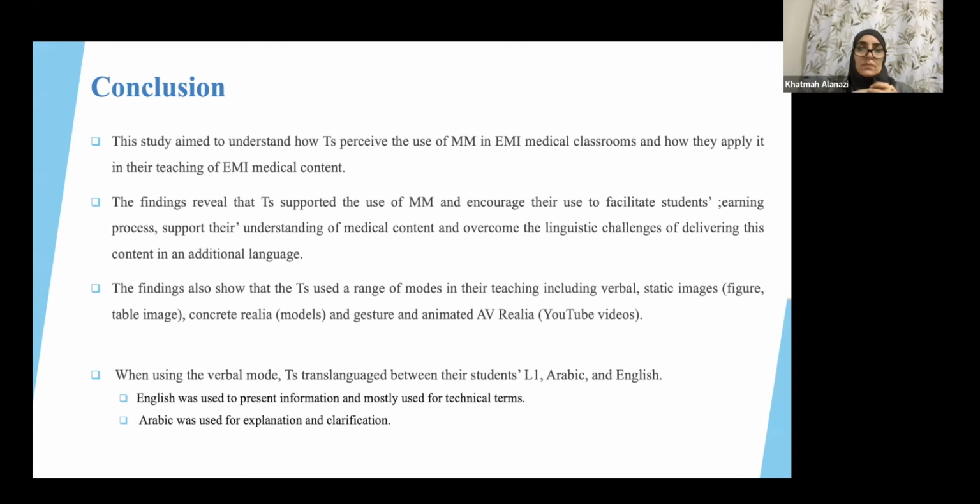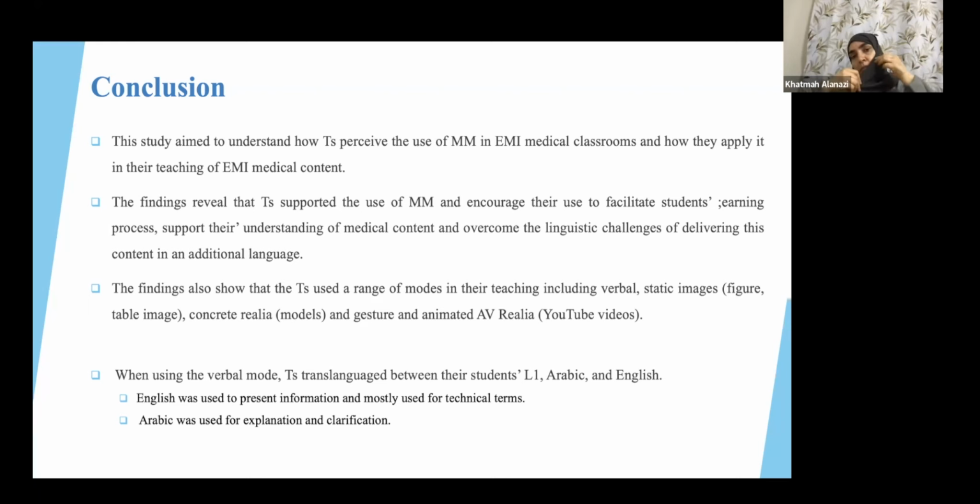Okay, this slide brings us to conclude the presentation. This study aimed to understand how teachers perceive the use of multimodality in EMI medical classrooms and how they apply it in their teaching of medical content. The findings reveal that the teachers supported the use of multimodality and encouraged its use to facilitate students' learning process, to support their understanding of medical content, and overcome the linguistic challenges of delivering this content in an additional language.